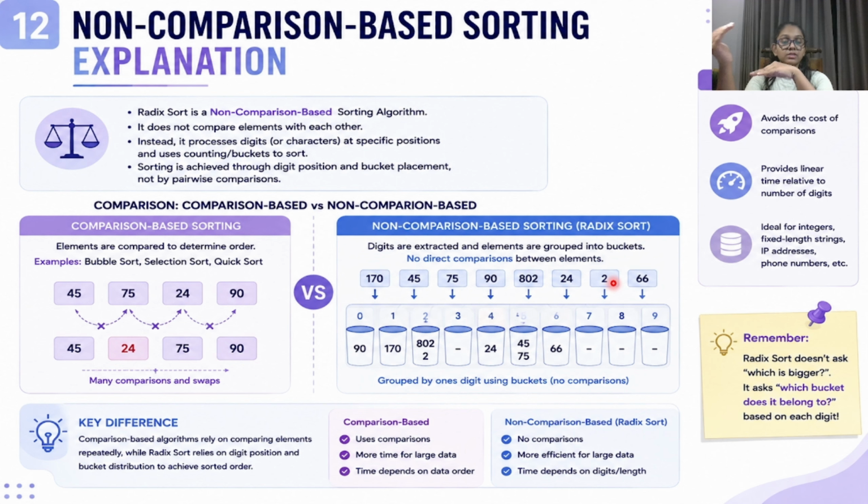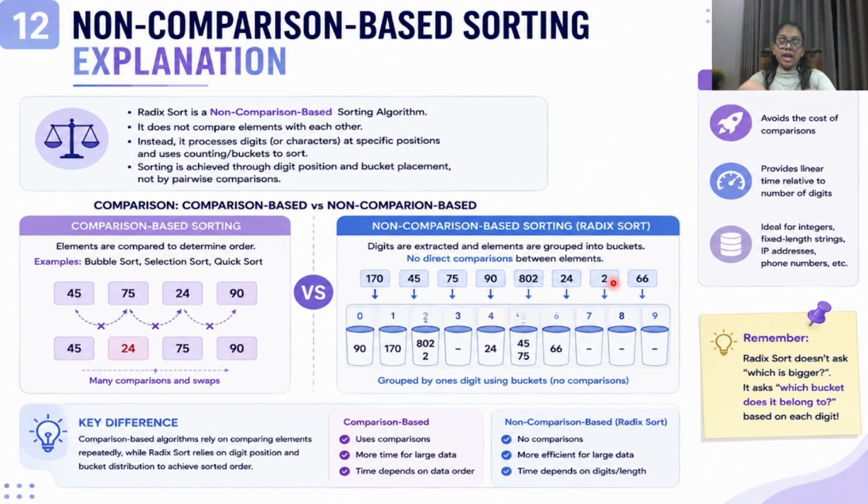Now let's focus on something our definition mentioned earlier, non-comparison based sorting. What does that actually mean? Let's think about a comparison based algorithm. Imagine an algorithm looking at two values and asking, is 45 smaller than 75? That's a direct comparison. Based on the answer, the algorithm can decide how to rearrange the elements. Algorithms such as bubble sort and selection sort work using these kinds of comparisons.